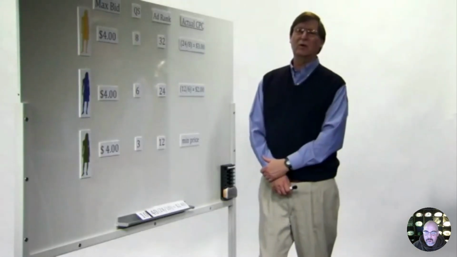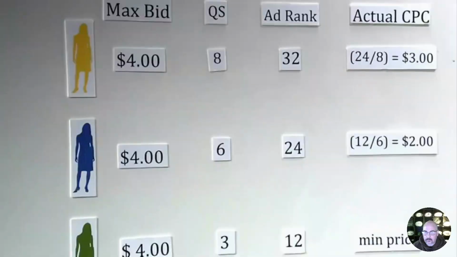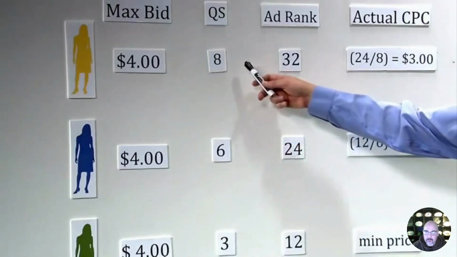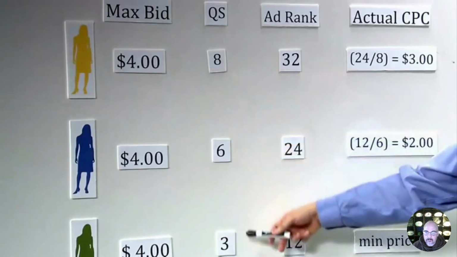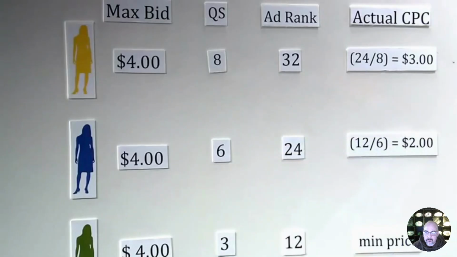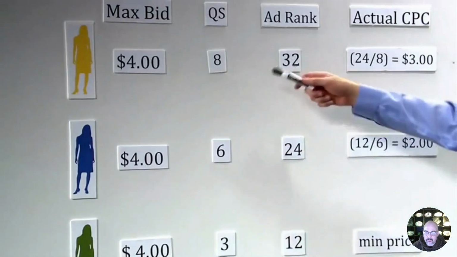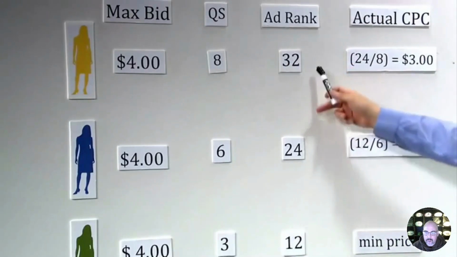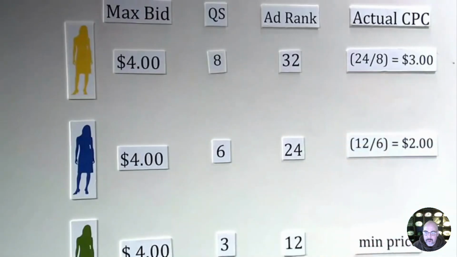So let's see how this works in a slightly more complicated example. Here we've got 3 advertisers and they're each bidding the same price. So we've got max bid is $4 for each of them. But they have different qualities. In this case, the quality is 8, 6, and 3. So the ad rank is determined by multiplying the bid times the quality to give us ad ranks of 32, 24, and 12.